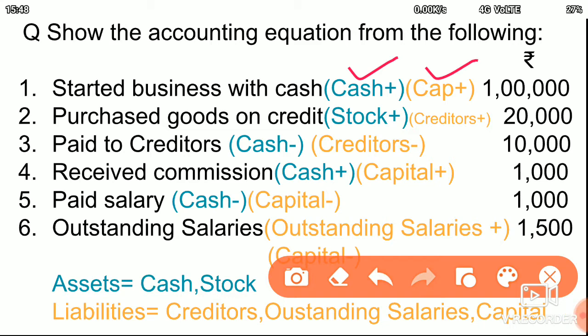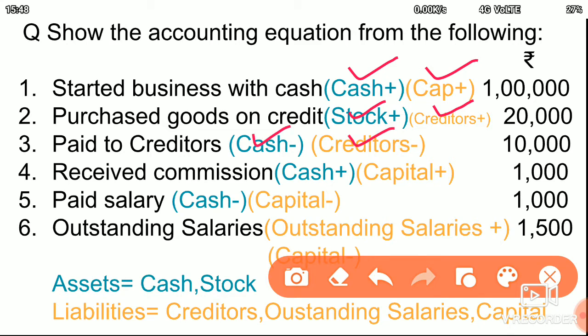Number two, purchase goods on credit. The two accounts that will get affected will be the stock account and creditors account. Number three, paid to creditors. The accounts which will get affected will be the cash account and the creditors account.